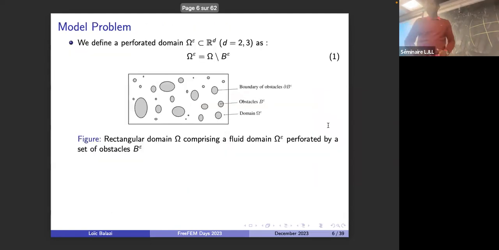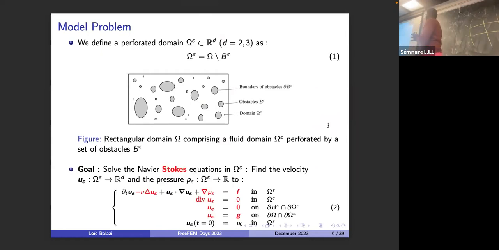To model this problem, we consider a perforated domain in 2D or in 3D. It consists of a domain omega perforated by a set of perforations B epsilon, and epsilon is the characteristic size of the perforations. The goal of this work is to solve the Navier-Stokes equation in this domain. But as you may know, this equation is difficult to solve, so we will focus first on the Stokes problem, in red in this slide.